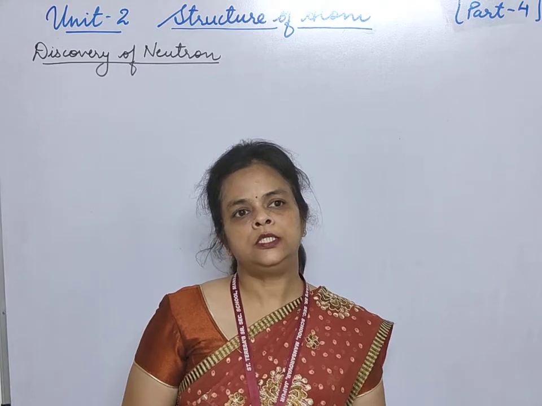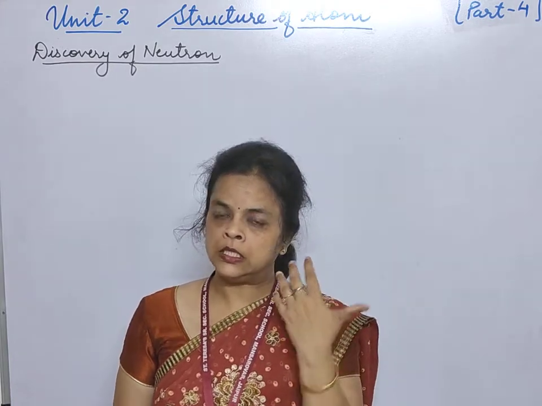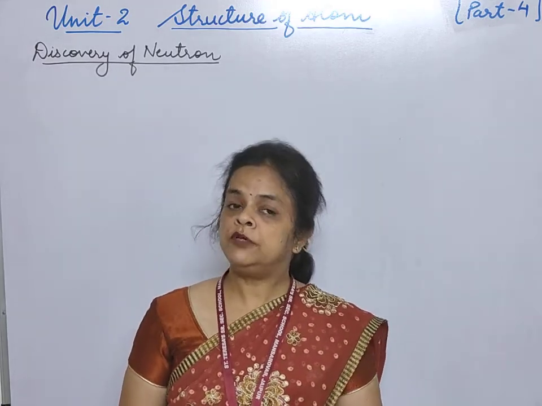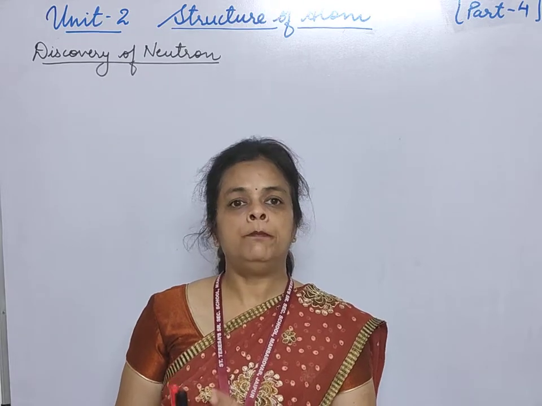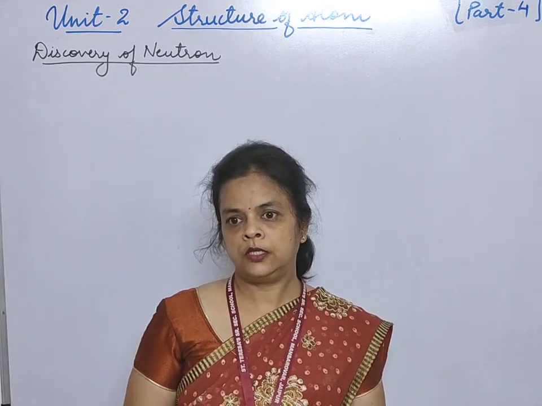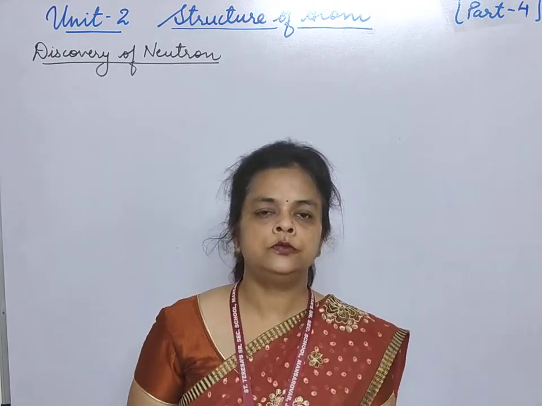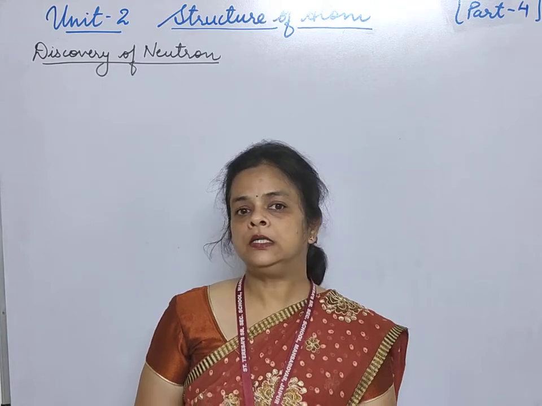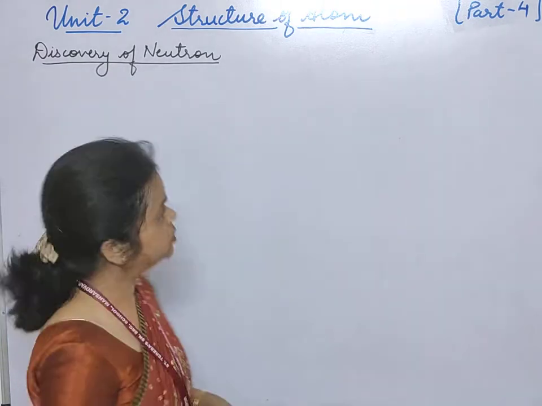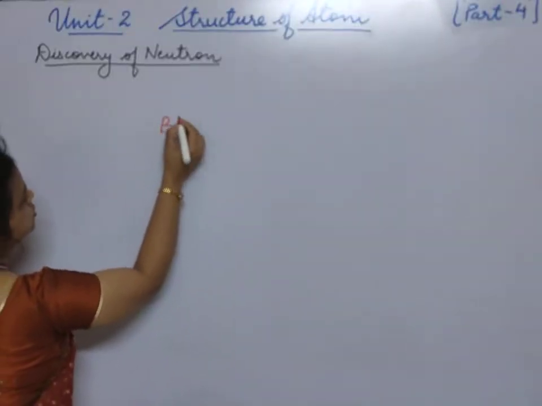Now, when the two fundamental particles were discovered, that is, first one was electrons, second one was protons, Rutherford in 1920 gave an idea that there should be another fundamental particle present in an atom which should be electrically neutral, but its mass should be equal to proton. Okay, so he gave an idea, and then later on in 1932, Chadwick bombarded the thin beryllium sheet with the alpha particles. He took the beryllium sheet, so we are just showing it by this.